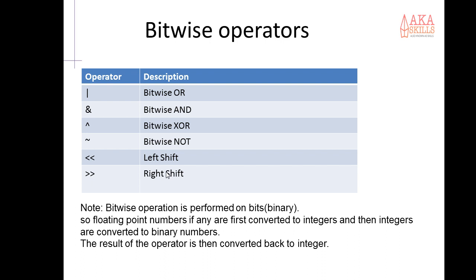Remember, the number of times you apply a shift on a particular integer, you are actually multiplying it by 2 that number of times. So if I'm doing left shift 2 times, I'm actually multiplying it by 4. We will look into each of these operators in detail in our coming lectures.